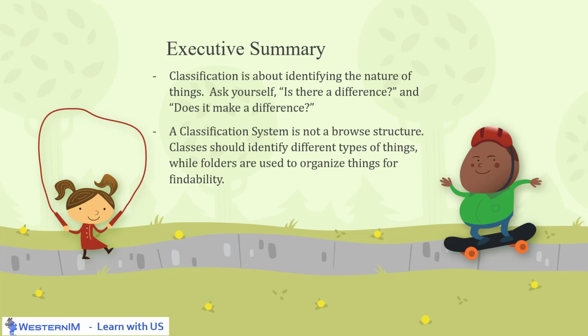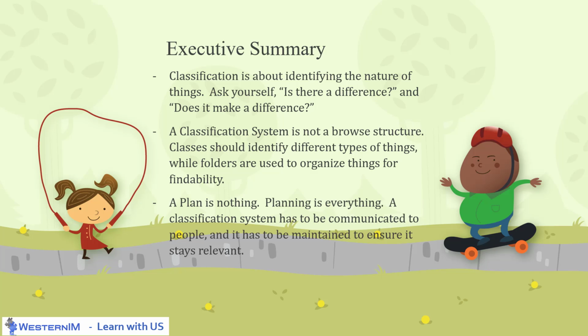Second, a classification system is not a browse structure. Classes organize different types of things, while folders are used to organize things for findability. And finally, a plan is nothing. Planning is everything. A classification system is a communication tool, and so it has to be communicated to people. Expect to spend most of your time telling people about it, listening to what they have to say, and then using that feedback to make changes.